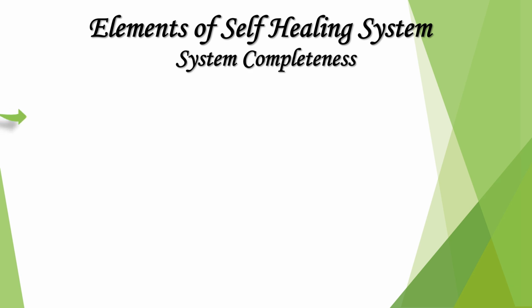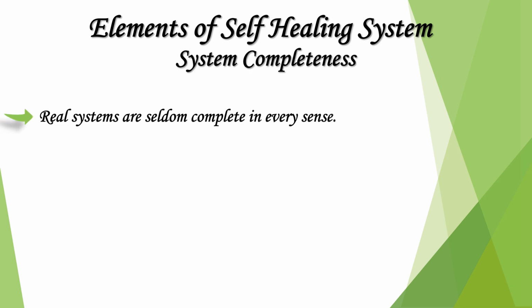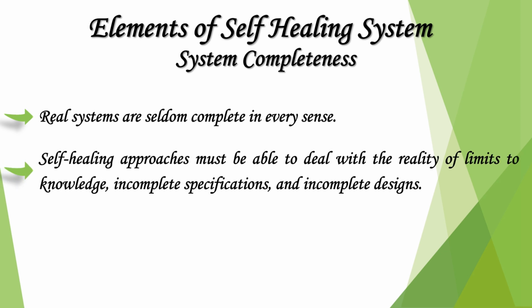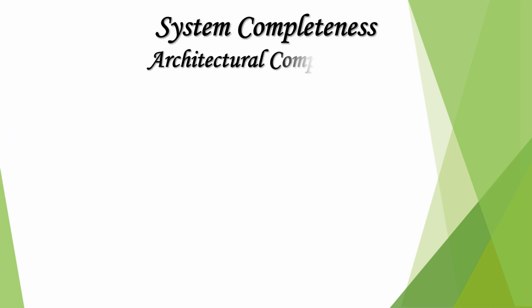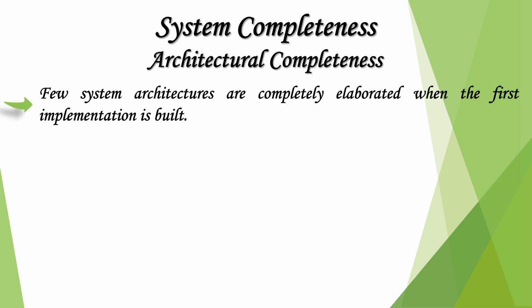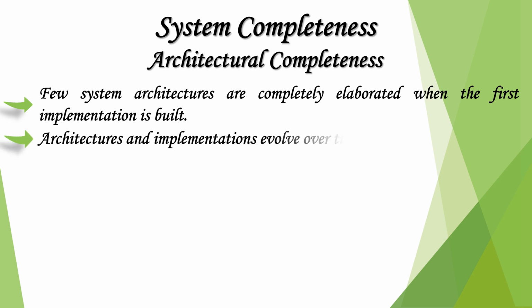System completeness. Real systems are seldom complete in every sense. Self-healing approaches must be able to deal with the reality of limits to knowledge, incomplete specifications, and incomplete designs. Architectural completeness. Few system architectures are completely elaborated when the first implementation is built. Architectures and implementations evolve over time.